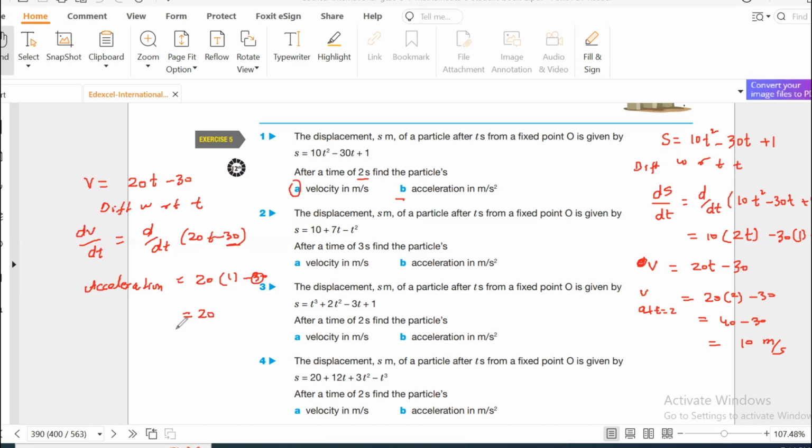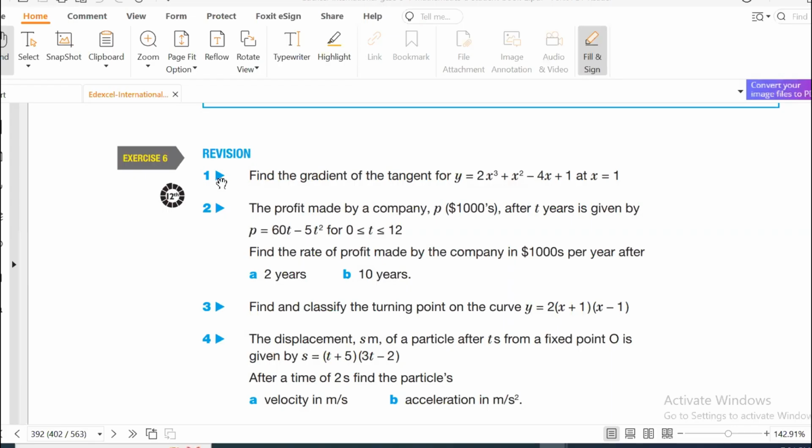So we have 20. We cannot check at 2 seconds because there is no t right now. So this is straight away your answer, which is 20 meters per second squared, and this is acceleration. I hope it is clear. We found acceleration as well as velocity. So these are the answers. Any questions? We try one question from the revision.